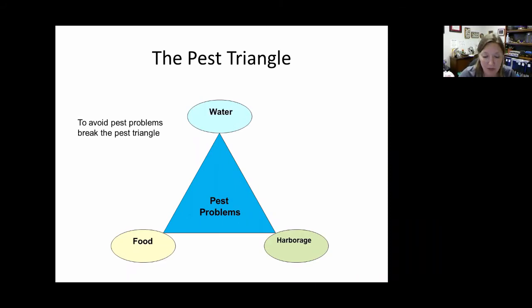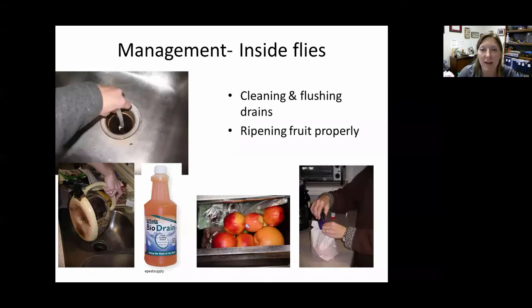So think about that. I always tell people that they need to think like a bug. So figure out what food these insects are eating, or where they are getting water, or where they are living. And once you can do that, then you can figure out where the source is, and you can take care of those problems.